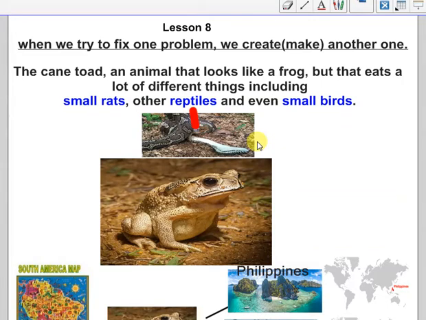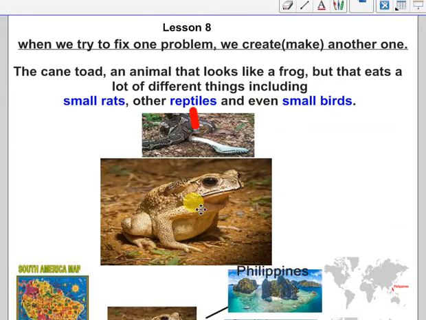Good morning, Junior 3. We will continue the last lesson talking about when habitats change. Okay? So when we try to fix one problem, we may make or create another one. Like what? Like this cane toad.